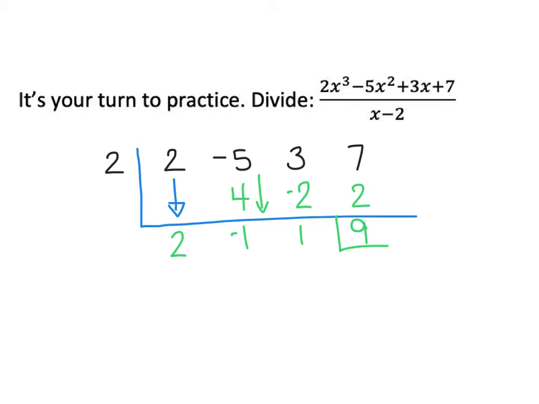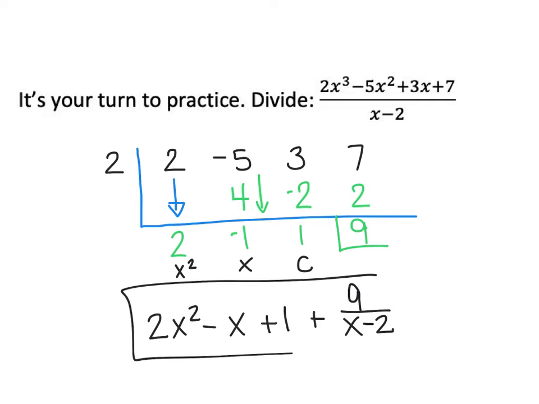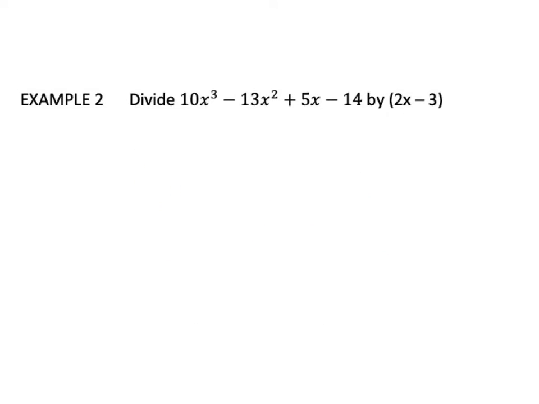So my quotient would be, here's my constant, my linear, and then this would be quadratic. My quotient would be 2x squared minus 1x plus 1 plus a remainder of 9 over the divisor, which was x minus 2. In our second example, notice that the divisor is not in the x minus c form. It is linear, so synthetic division can be done, but to give us a point of reference, because something weird happens in this problem, let's do the long division first.